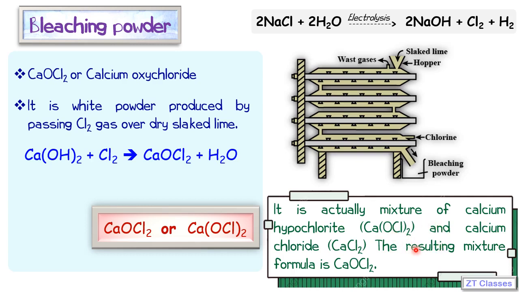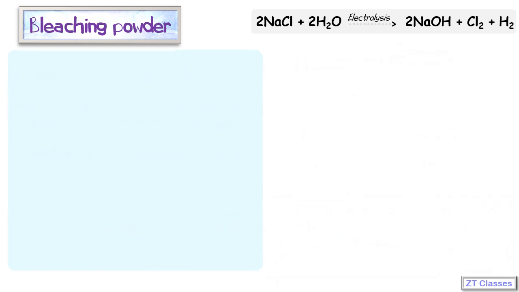So if it comes in the exam, you'll write it down: the formula is CaOCl2. But if you find the other formula written anywhere, don't get confused, this also is correct. So this was the reaction, how we can obtain bleaching powder.